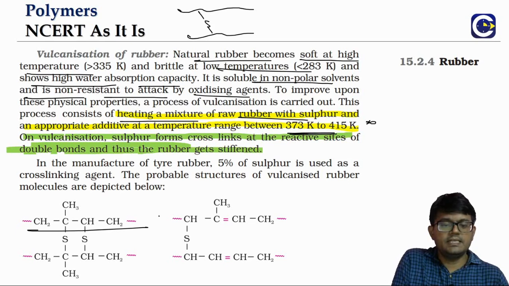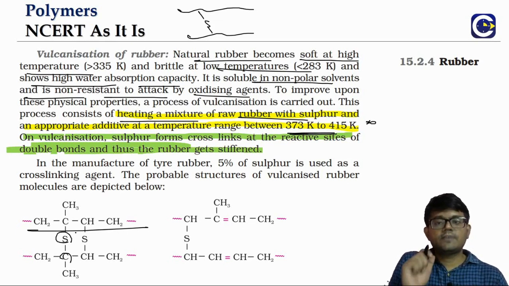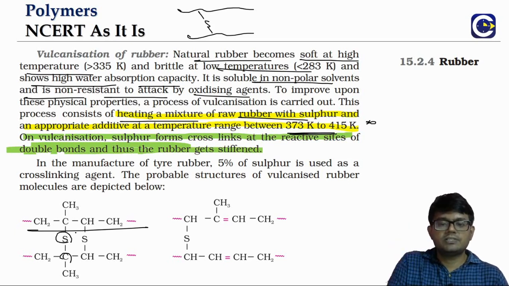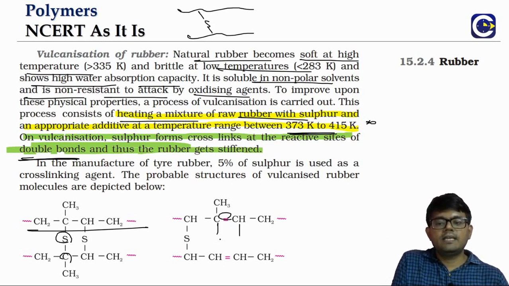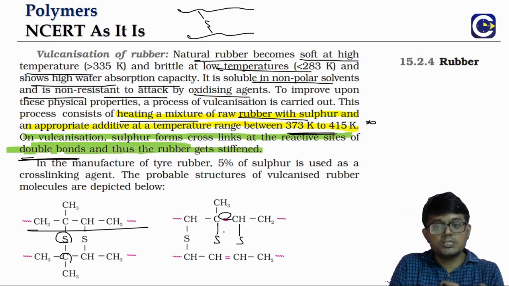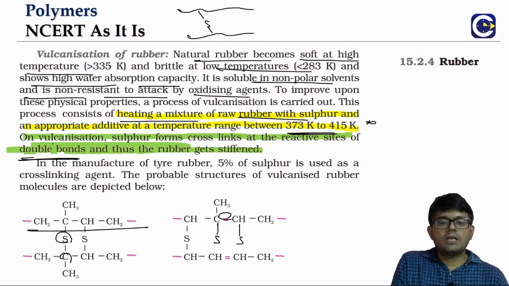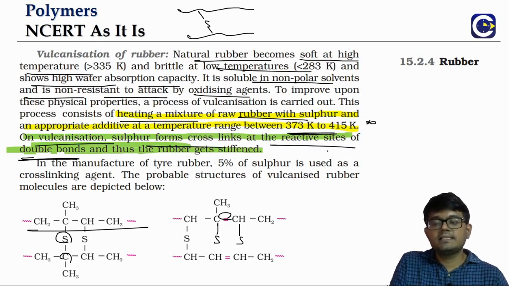You see here, this is a linear chain. A sulfur cross-linking will happen. Why is the sulfur cross-linking occurring? Because of the unsaturation. You see there is a double bond. If you remove the pi bond, both these carbons will now require to fill valency, so we will have the sulfur linkage between different linear chains. Vulcanization is possible because there are double bonds. Vulcanization with sulfur forms cross links at the reactive sites of the double bonds.